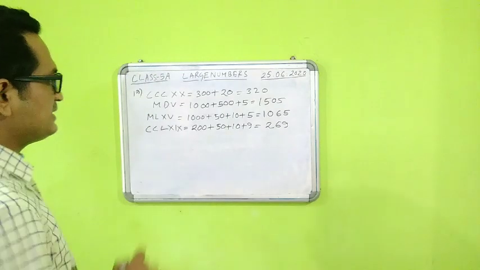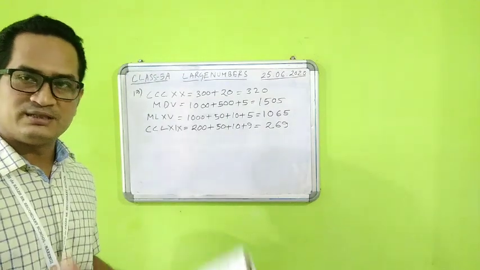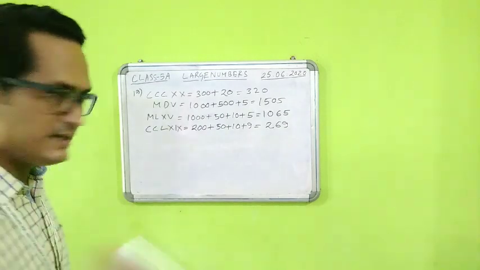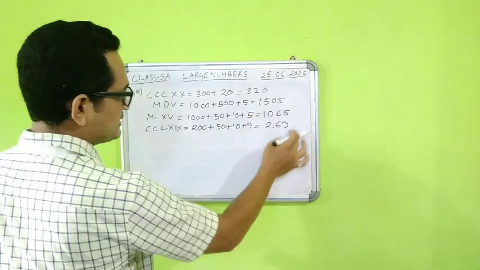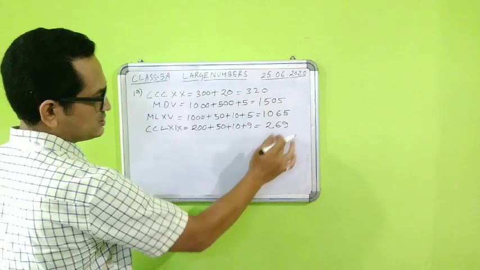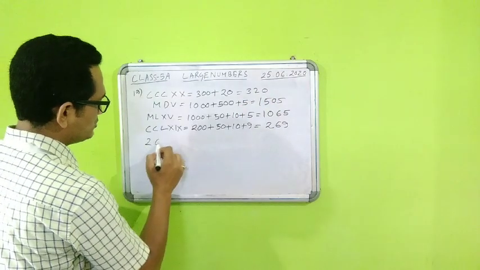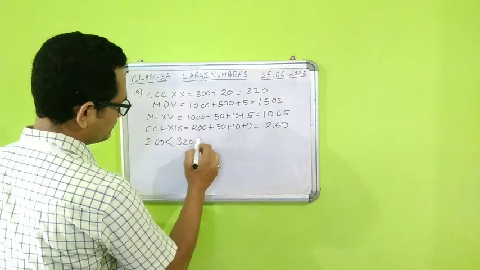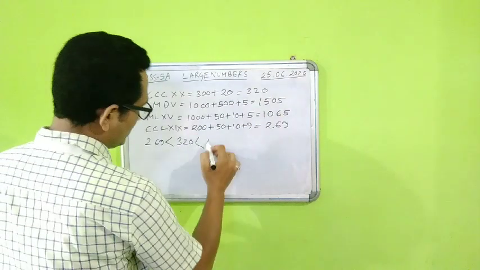So students, you can see that we already got all the 4 numbers in Hindu Arabic. Now you can arrange them. They are asking us to arrange in ascending order. Let us arrange these numbers in ascending order first. Which is the smallest one here? 269. Second one will be 320. Third one will be 1065.